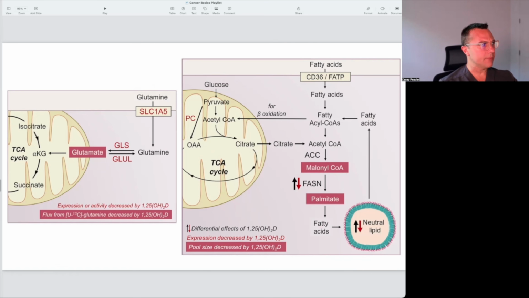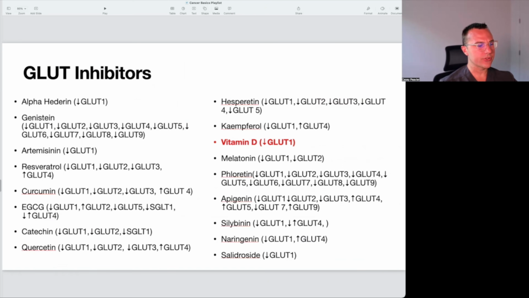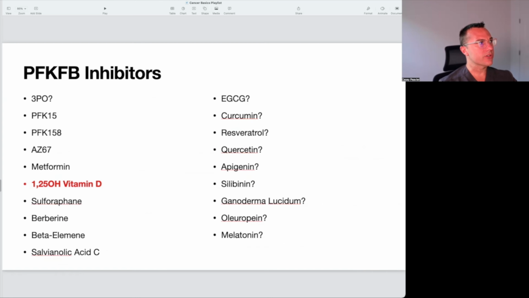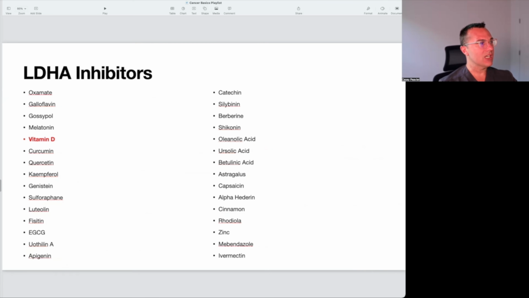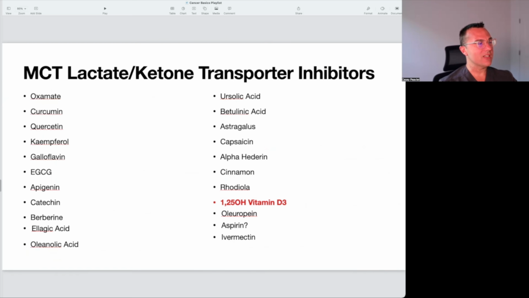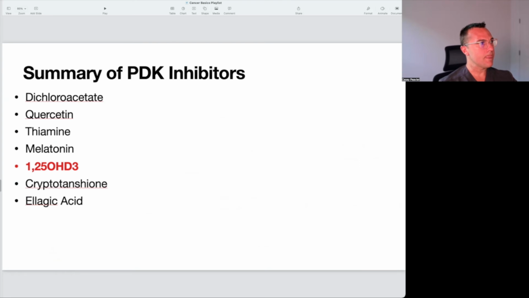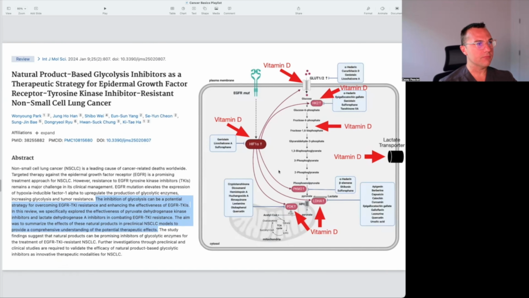Now, let's take a look at exactly where in these processes vitamin D has effects. So we're going to start with the glucose system, glycolysis. So we see here everywhere I've highlighted in red, that's where vitamin D is at, right? So here's a GLUT transporter, right? Here's hexokinase, here's PFKFB, here's lactate dehydrogenase, here's these lactate and ketone transporters, the MCT, monocarboxylate transporters, and then PDK inhibitors as well. And so if I was to put that on a graphic, so the graphic is this, I've added arrows and where vitamin D is acting.